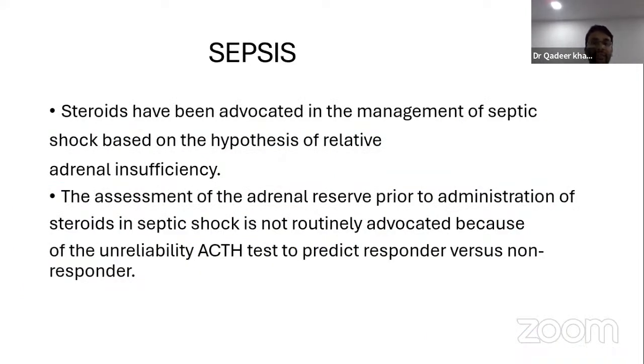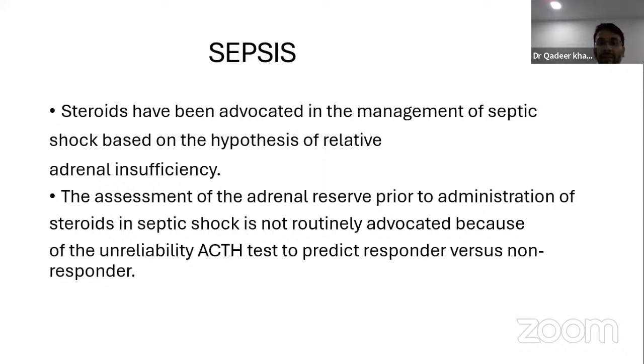We know that sepsis is a state of inflammatory response, which is a dysregulated human response to infection. Steroids have been used in the management of septic shock based on the hypothesis of relative adrenal insufficiency. Patients usually have increased cortisol production in stressful conditions, but because of adrenal insufficiency, the body cannot match this stressful response, cortisol cannot be released, and the body lands up in a state of relative adrenal insufficiency.